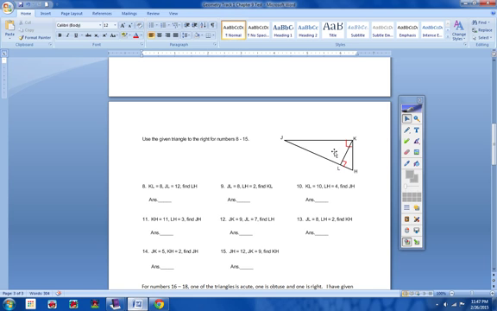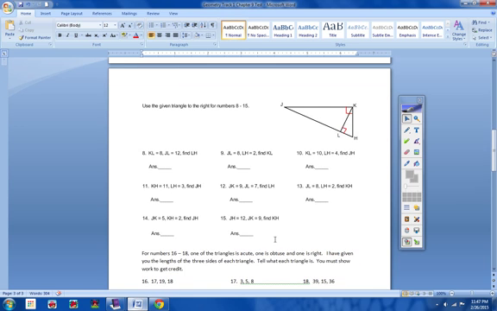Use this triangle here for numbers 8 through 15, okay? So I won't go into great details on those, except to say you're either going to use geometric means to solve these or the Pythagorean theorem, okay? So one of those 2 ways will be used on all of these problems, okay?